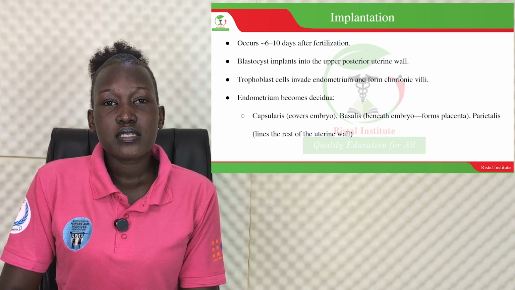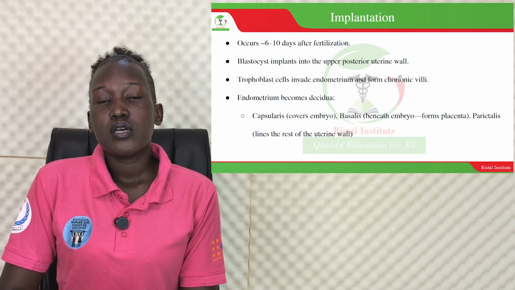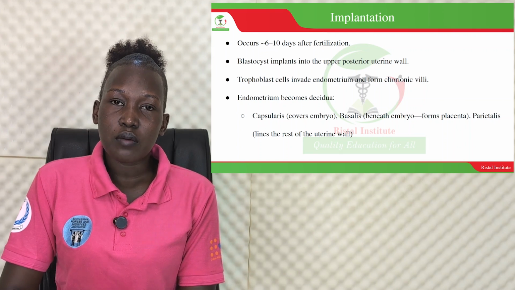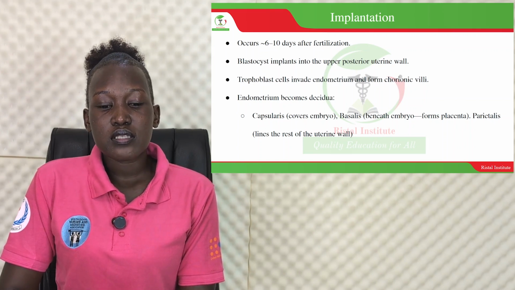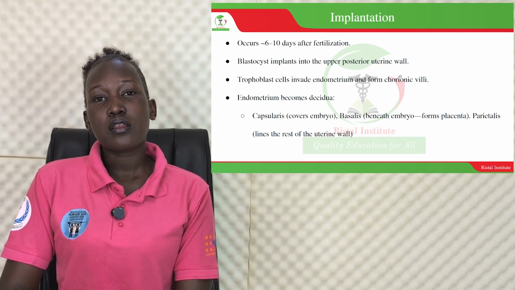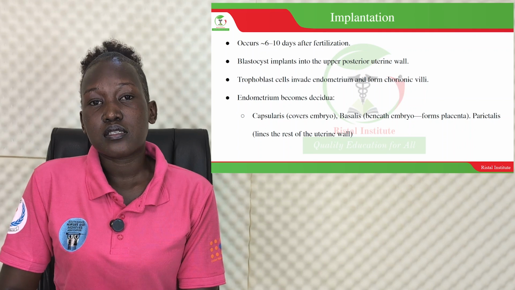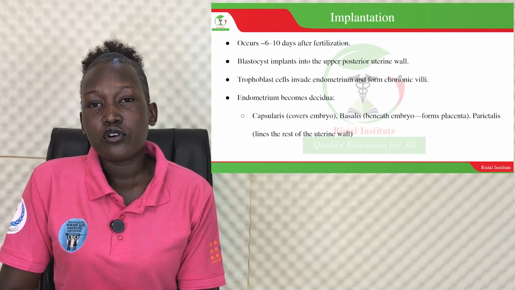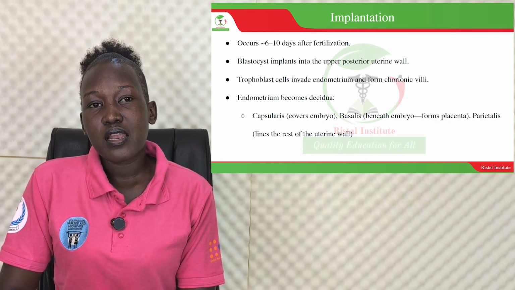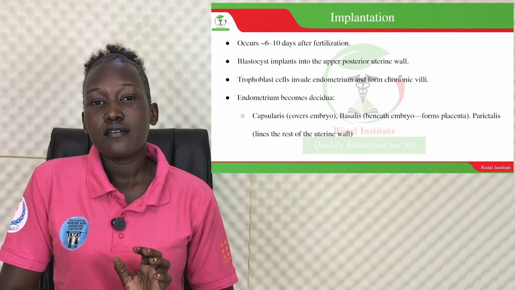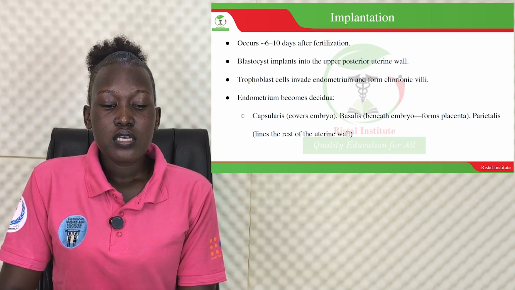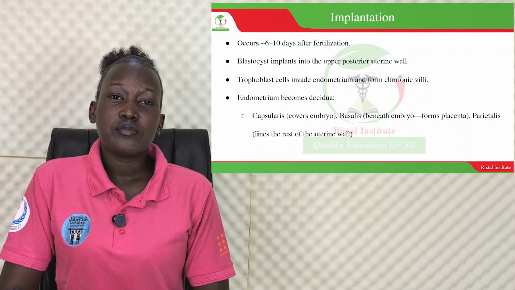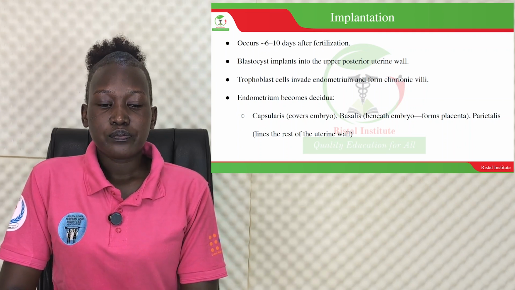So meaning by day 6, if the fertilized ovum has already come into contact with the uterine cavity, implantation can begin to take place. So the blastocyst implants in the upper posterior part of the uterine wall. That is what we call the fundus. So the trophoblast invades the endometrium and forms the chorionic villi, which is a finger-like projection which is invading the fundus. So endometrium, immediately when the fertilized ovum reaches it, its name changes to what we call decidua.